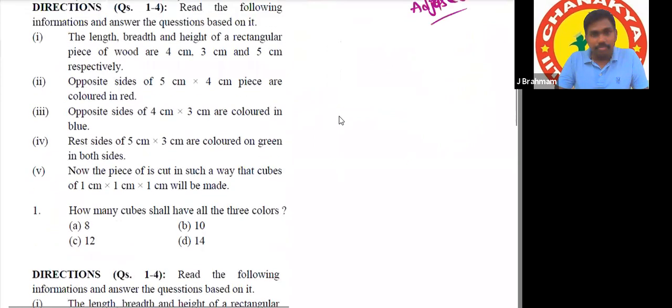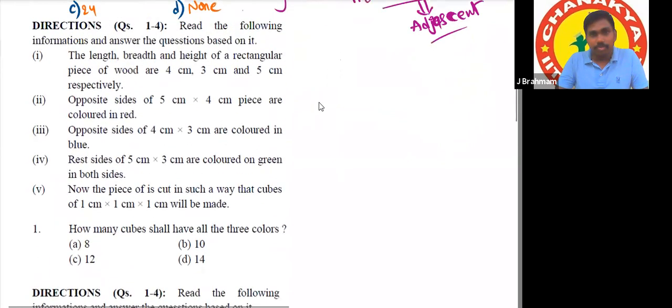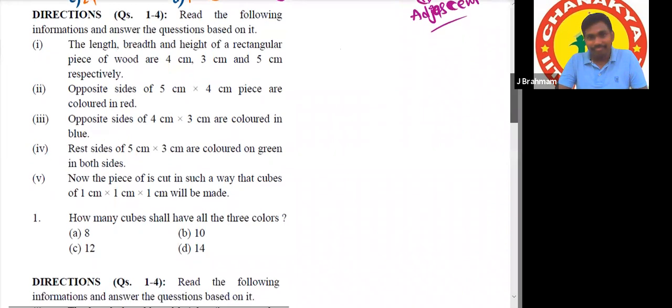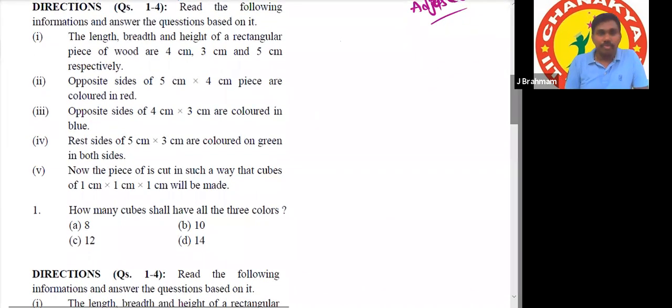Next, separate question. I think for this question we have to draw the diagram. Here length, breadth and height are different. The given picture is not a cube. It's a cuboid, but the resultant pieces will be cubes. So see how it will be cube. The length, breadth and height of a rectangular piece of wood are 4 centimeter, 3 centimeter and 5 centimeter respectively. Opposite sides of 5 centimeter and 4 centimeter piece are colored red.